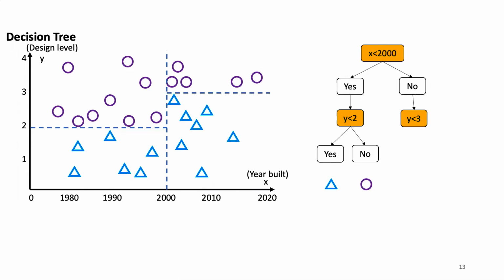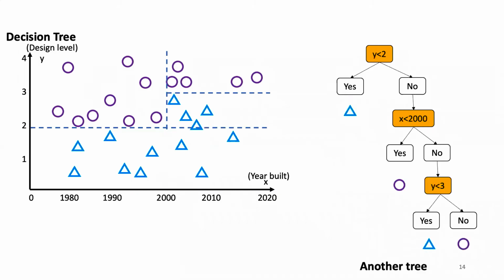So in the no branch, you are going to ask another question about another feature. And if your answer is yes, it goes to the triangles, and no, it goes to the circles. So this is the basic idea of a decision tree. And for a data set, you can build many decision trees. This one shows we start from x. You can also start from another feature, for example, from y, right? Then this tree looks like this.